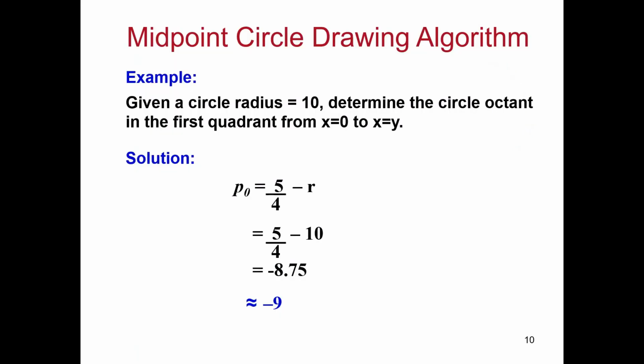Now let us try to solve one example. When we have a radius 10. Okay. So we have radius 10. As we can see, P0 is equal to 1 minus r, which is equal to 1 minus 10. This is your initial decision parameter.